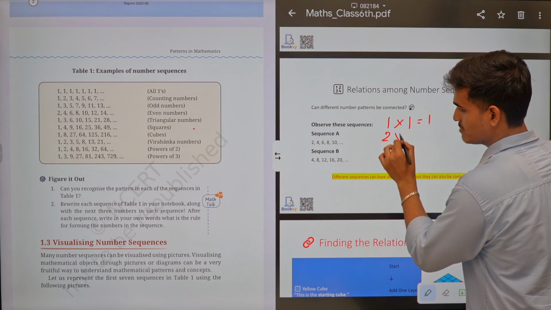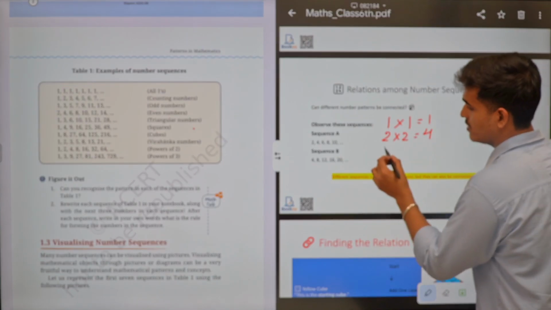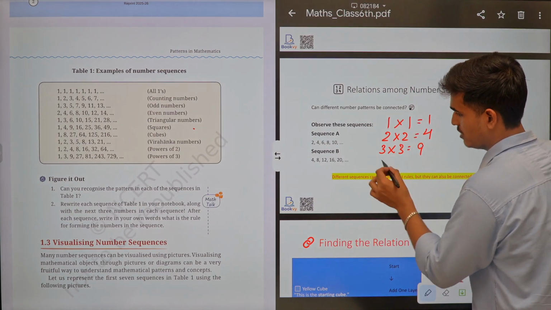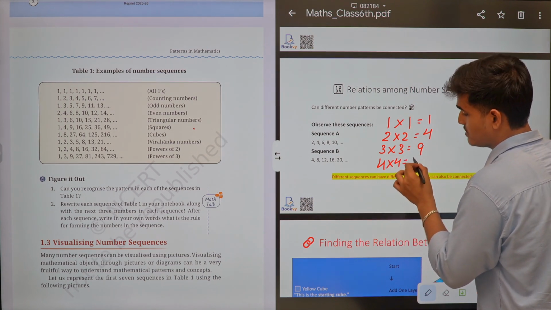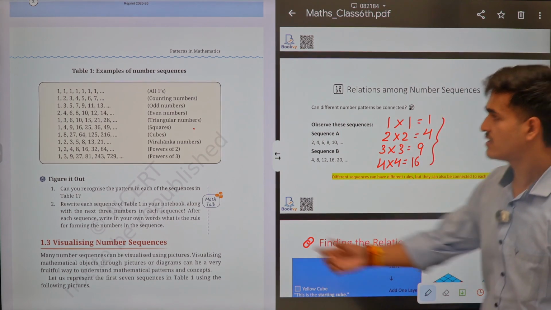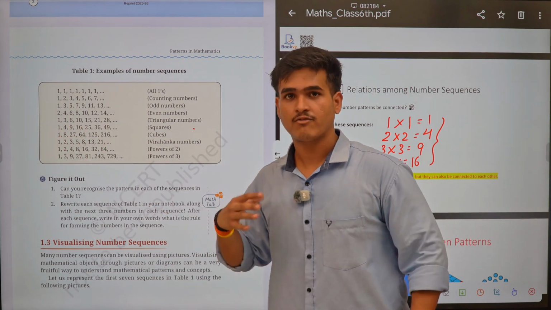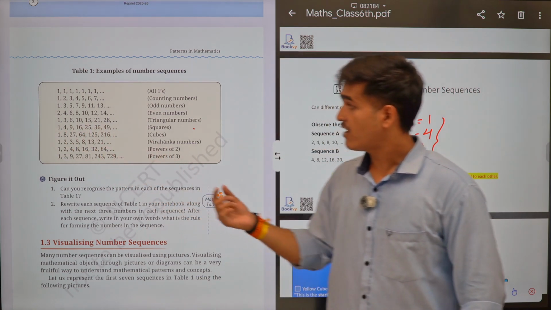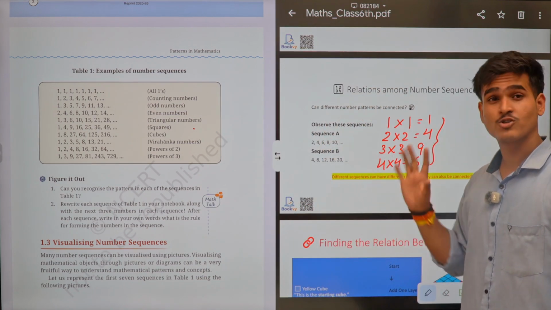If number 2 is multiplied by itself, it will become 4. If the number 3 is multiplied by 3, we'll get 9. Number 4 multiplied by 4, we get 16. So if we see 1, 4, 9, you will see in the square, 1, 4, 9, the textbook has already written it. 1, 4, 9, 16, 25. So this is also in square.